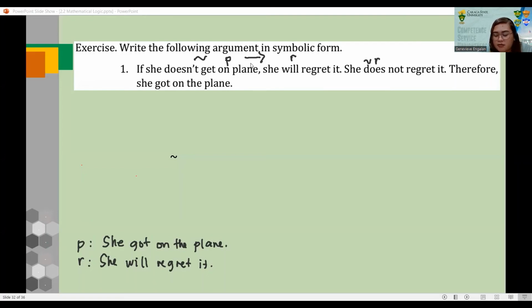Therefore, she got on the plane. So, ang therefore nato, tulo ka dot. Unsa man ang she got on the plane? That is P. Okay, i-plus star lang dayon na nato, class. Atong first nga sentence: not P implies R. Second nga sentence, she does not regret it: not R. Okay, then, therefore, P. Sigun, ana ra na siya class.